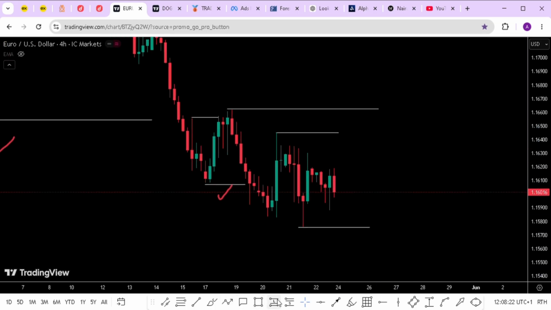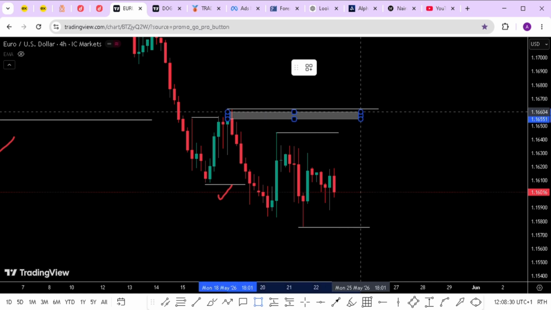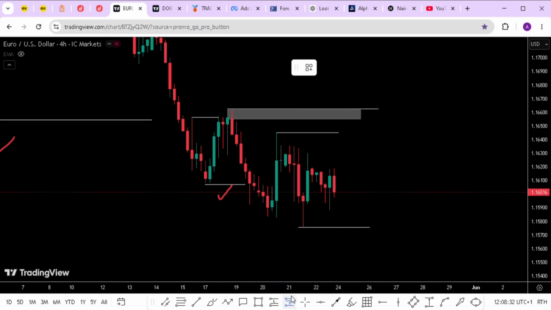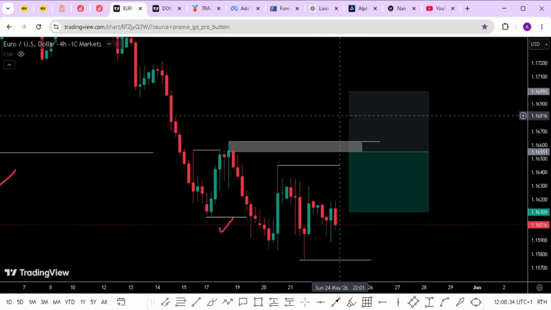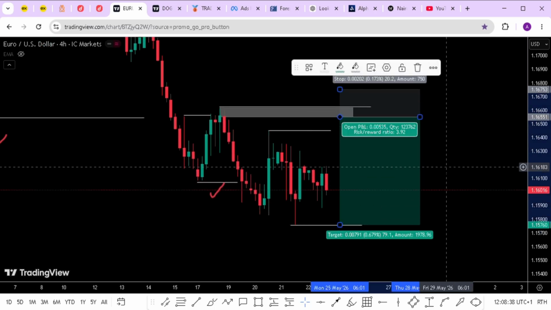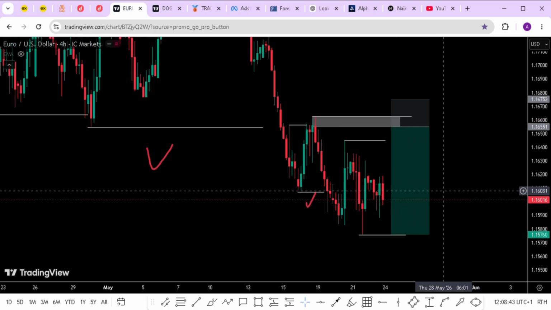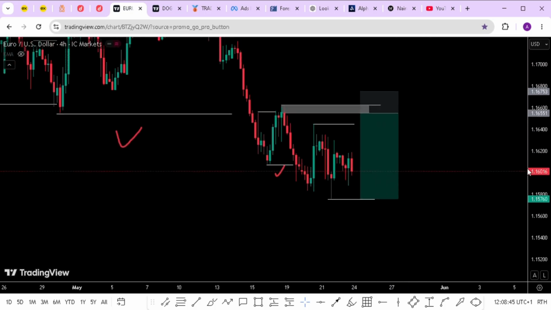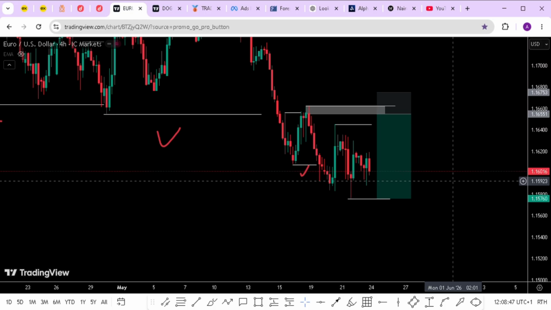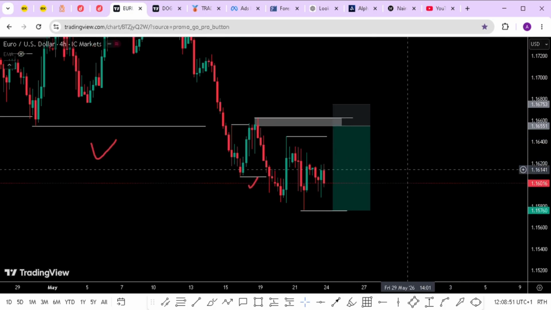Probably I'll be waiting for a liquidity sweep like this. I'll be waiting for the market to sweep this high or just come above here. This will serve as my hidden POI. If the market comes to this level, I will execute my trade like this, give it a little bit of room, then I'll target this low. This is what I will be expecting in DXY and EUR/USD in the next days to come. So this is going to be my entry point.